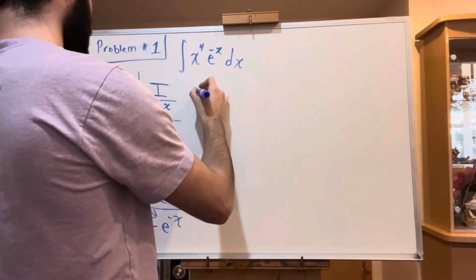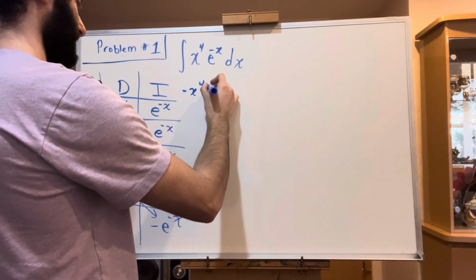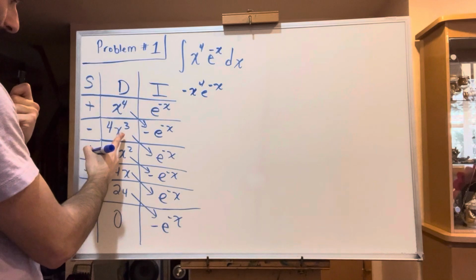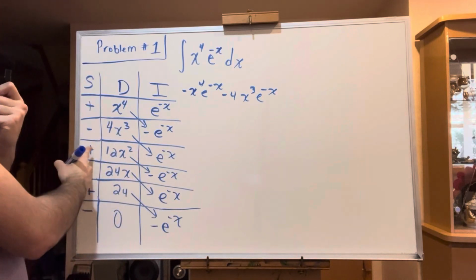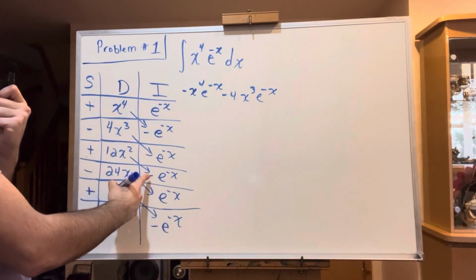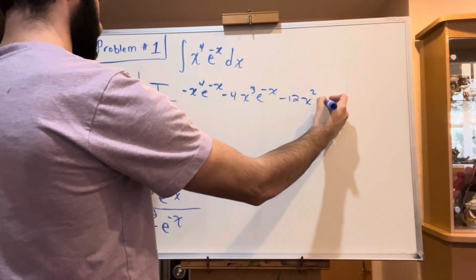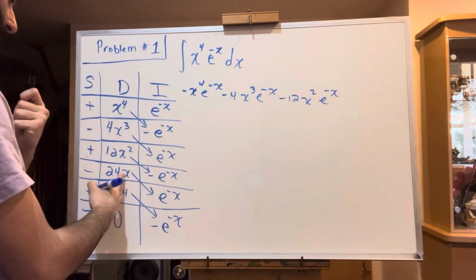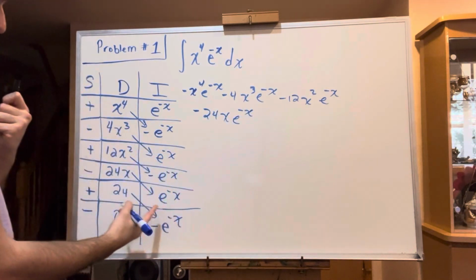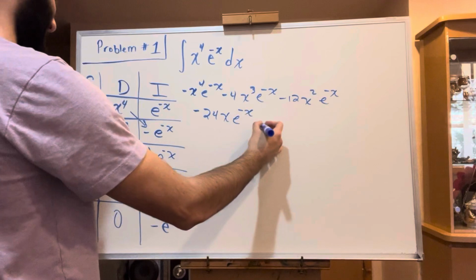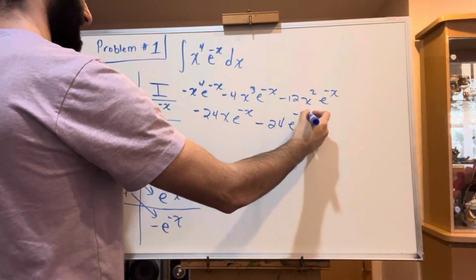The integral equals negative x to the fourth e to the negative x, minus 4x cubed e to the negative x, minus 12x squared e to the negative x, minus 24x e to the negative x, minus 24 e to the negative x.